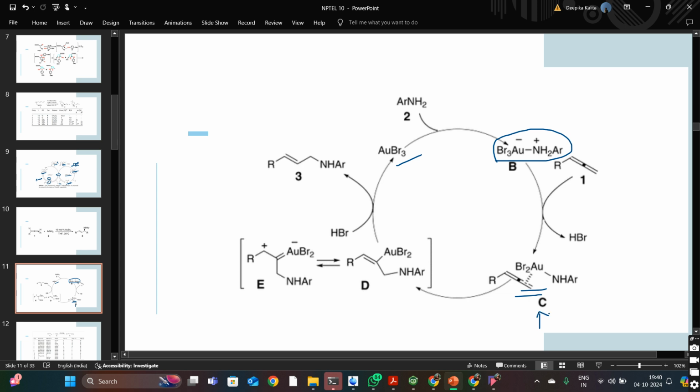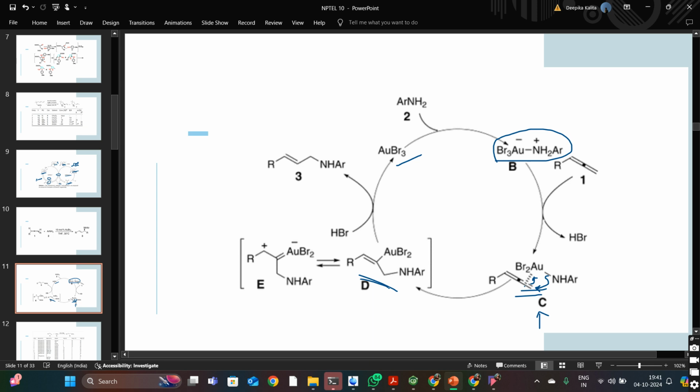Okay, now from C intermediate you can see that the amine, which is forming a salt with the gold catalyst, will attack at this carbon and the electron pairs will be pushed towards the gold. Okay, and you get an intermediate product of this type, which is labeled as D, which can also tautomerize to give you the intermediate E.